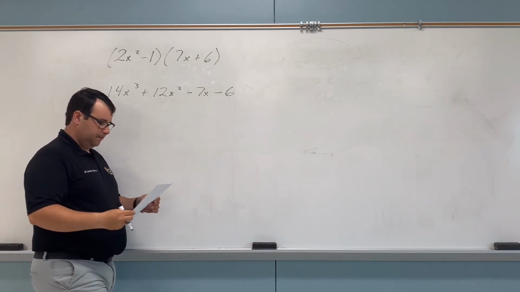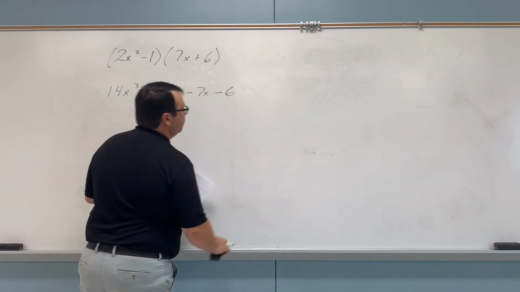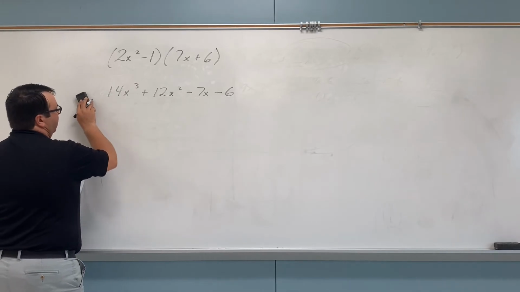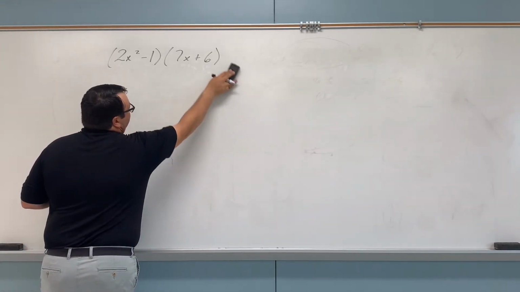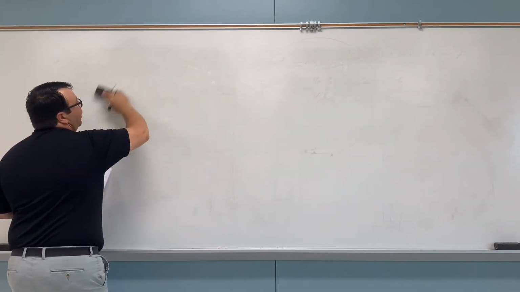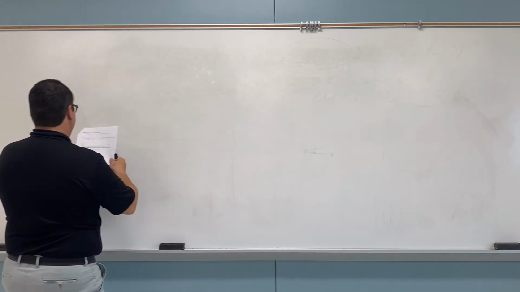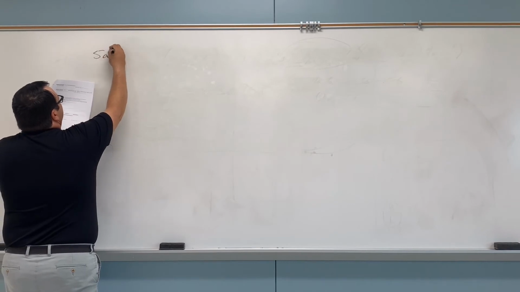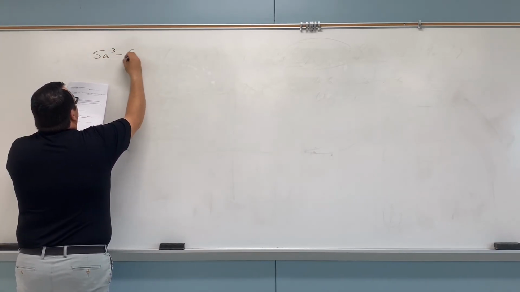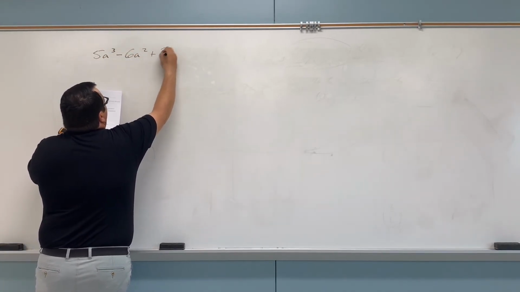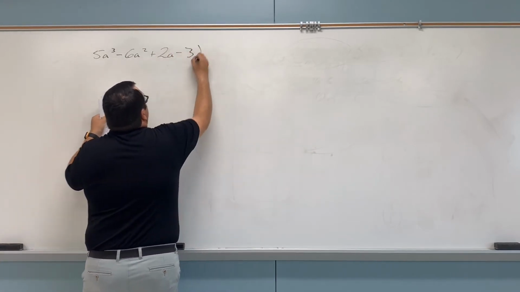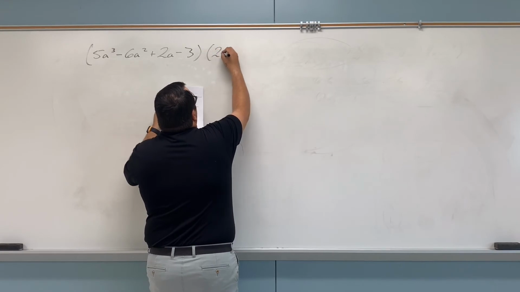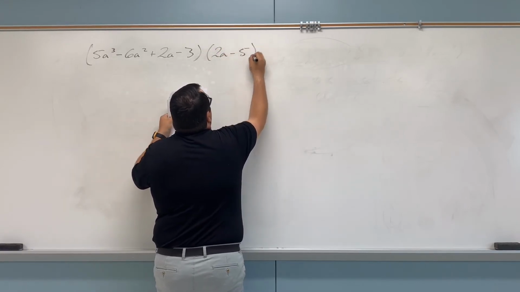Okay, let's jump into a slightly changed kind of problem from what we were doing. I'm going to erase this. That way I have my board space, because this problem can get a little long if you look at it. I have 5a cubed minus 6a squared plus 2a minus 3 as one polynomial multiplied by 2a minus 5.